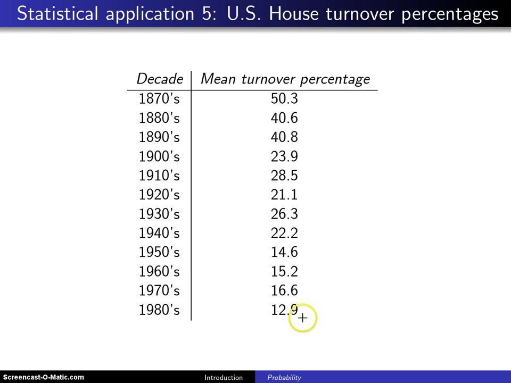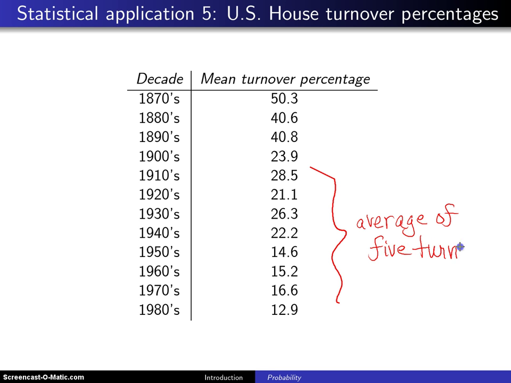Since there are elections every 2 years for members of the U.S. House of Representatives, each one of these values will be the average of 5 turnover percentages for that particular decade. So these numbers have a little bit more stability than one single election. If you look at those mean turnover percentages, you can see that they are going down. At least it looks that way superficially. We'll see that in a minute in a plot.